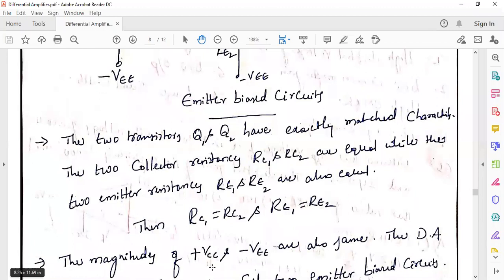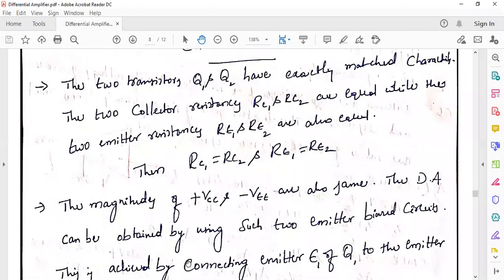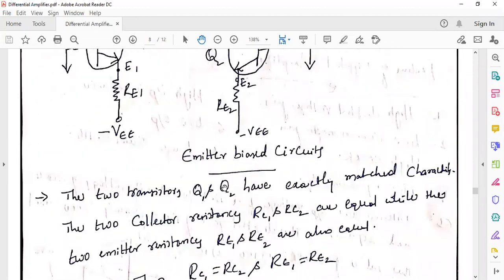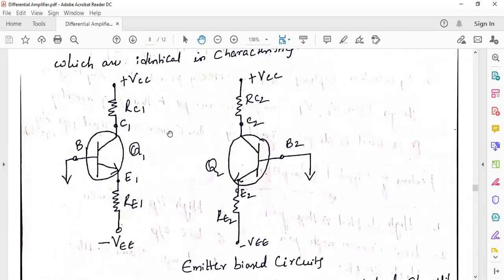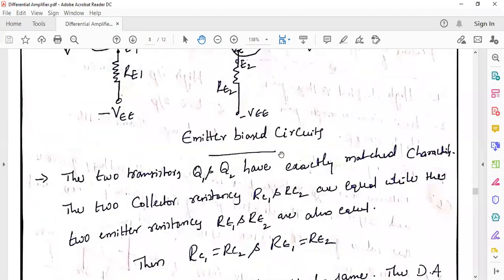Similarly, the magnitudes of VCC and minus VEE are also same. Sign is different, but the magnitude is same. Whether it is 12 volts, 15 volts or 9 volts, anything, the magnitude is same. So the differential amplifier can be obtained from such two emitter bias circuits. By using these two emitter bias circuits, we will design a transistorized differential amplifier.